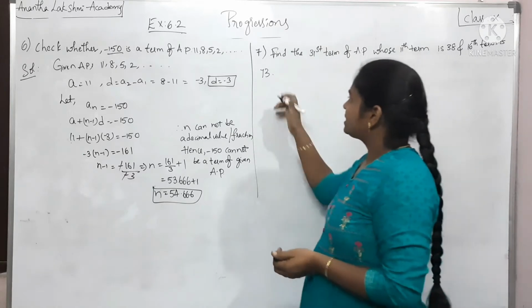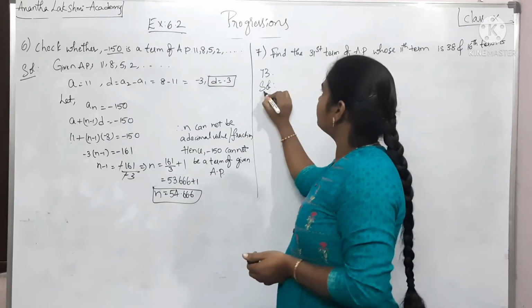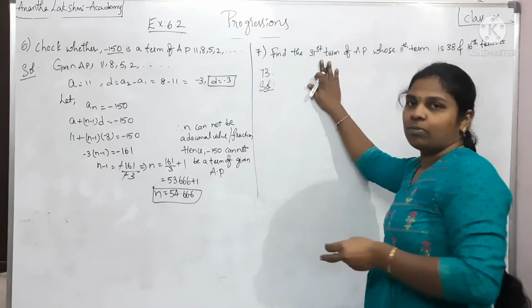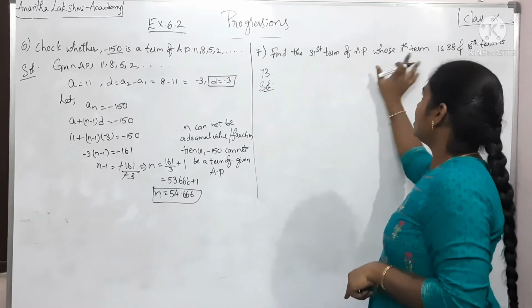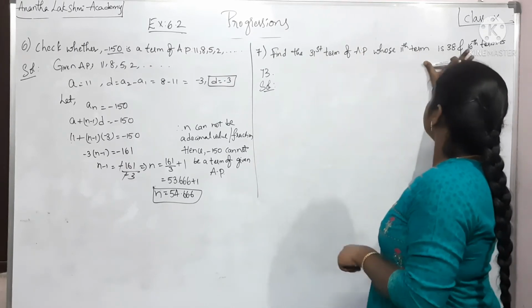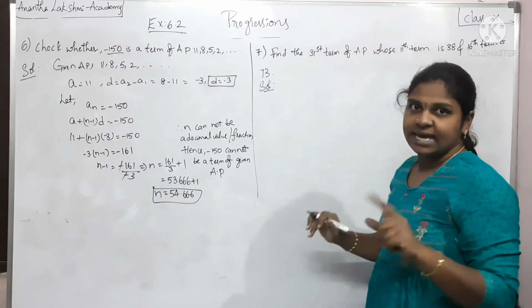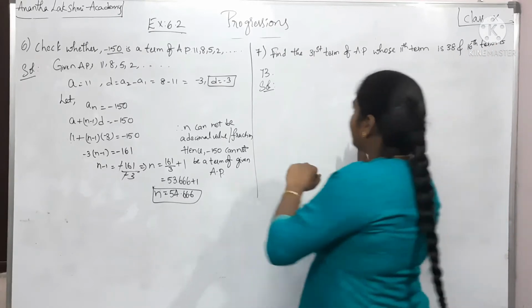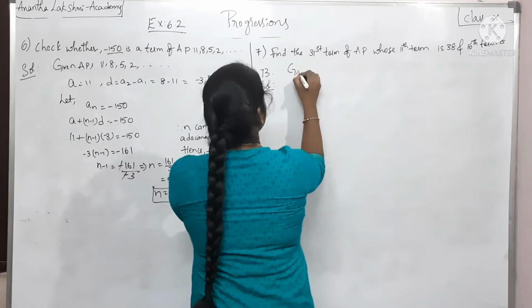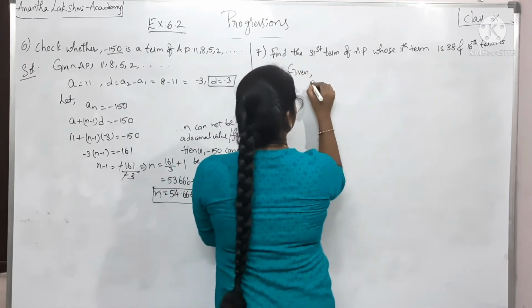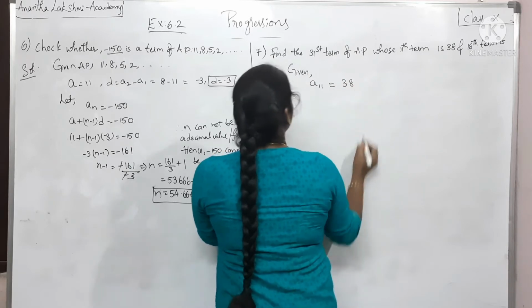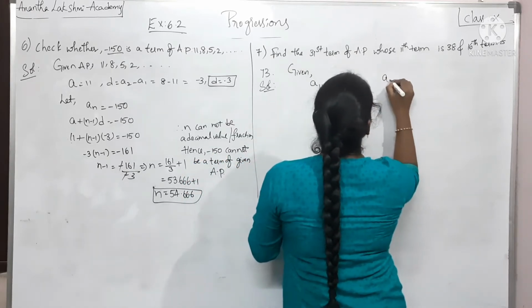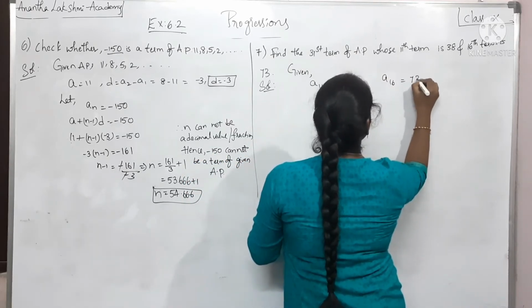Here, what is given for us? Let me read it out for you. Find the 31st term of an AP, whose 11th term is given as 38 and 16th term is given as 73. So what is given for us? A11 is equal to 38. And what else is given for us? A16 is equal to 73.